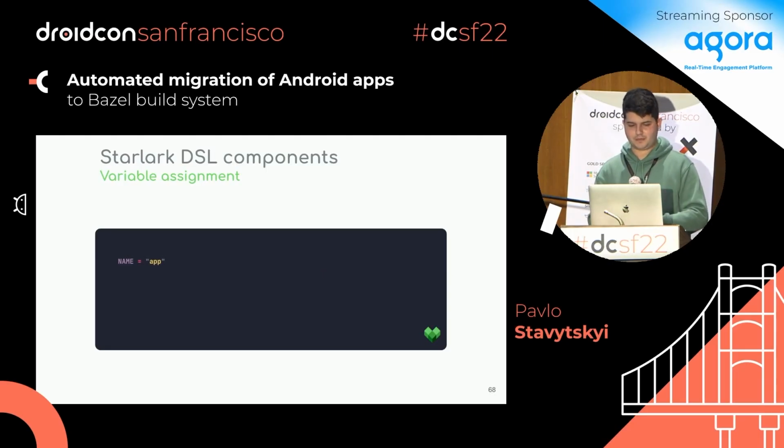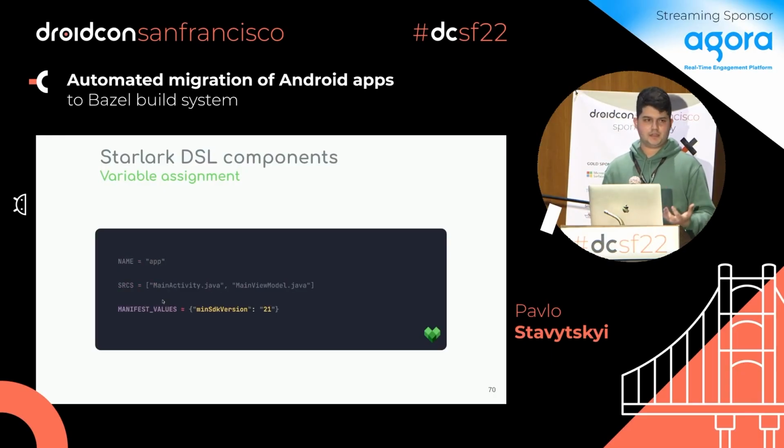Okay, let's take a look at something more complex. For example, variable assignment. Sometimes in scripts we just need to define variables and somehow use them. So for example, we can have string variables, list variables, and dictionary variables. In order to generate it in Bazel, we can do something like this.